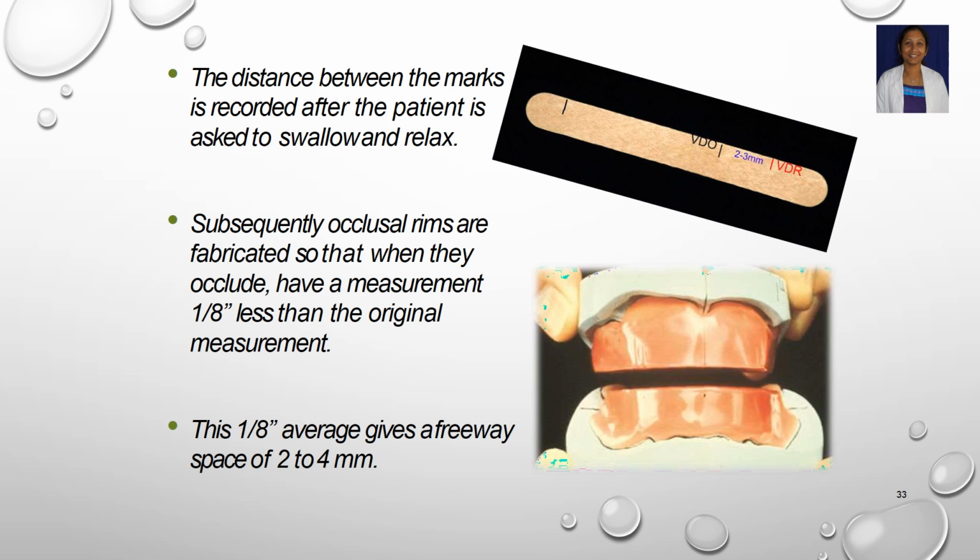Once the parallelism of the bitrim has been determined, the patient is asked to swallow and be in a relaxed position. Now, the distance between the tip of the nose and the chin point is measured, and this gives the vertical dimension at rest. The patient is guided to bite in a centric occlusion position, and the dimension is measured, and this is called the vertical dimension at occlusion. So the difference between the two gives the freeway space, that is around 2 to 4 mm. That is usually an average of 1/8 of the actual measurement.